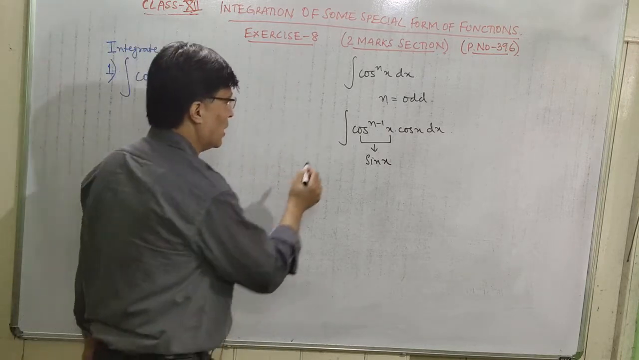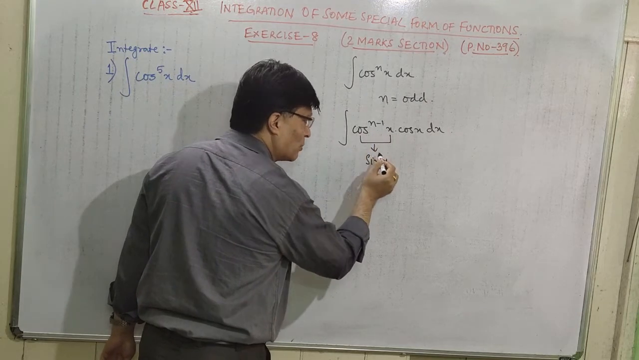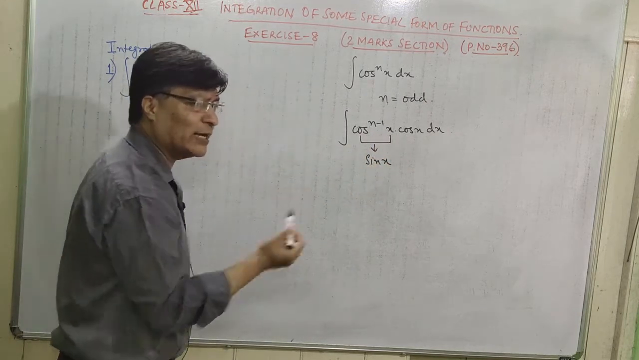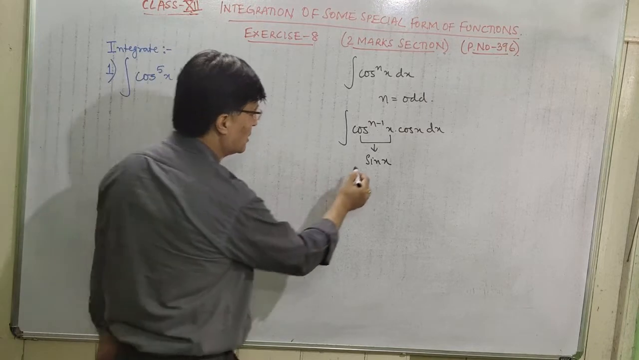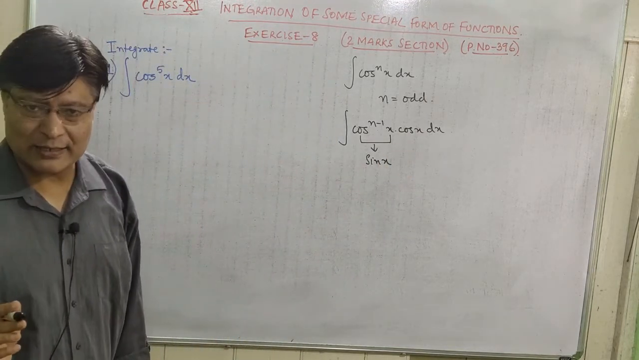That is, this cos to the power n minus 1 x should be converted into sin x, and you can assume sin x as z because the differentiation of sin x is what? It is cos x. Is that clear?